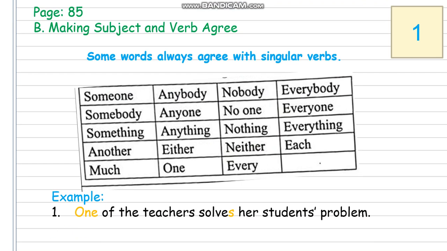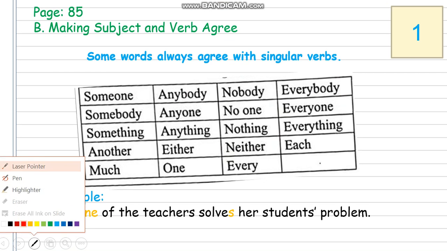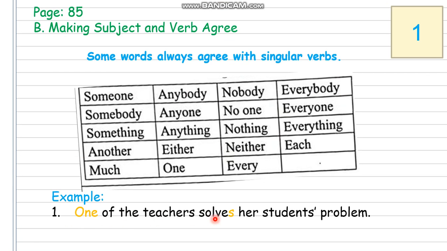For example, one of the teachers solves her students' problems. So here we have one. That's why we should use a singular verb, which is formed by adding s to it. Number 2, someone steals my pocket money. So someone is here, so we should use with it a singular verb, which is formed by adding the s to the verb.